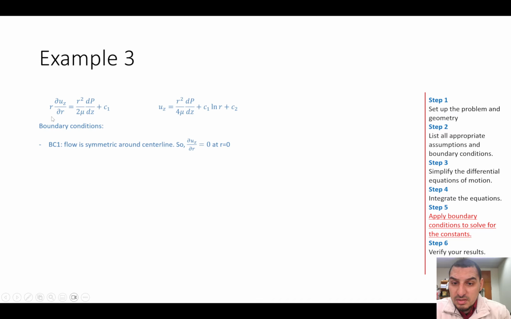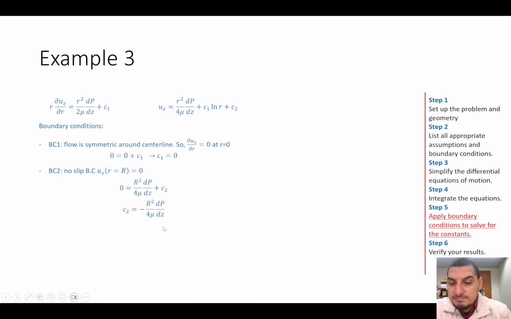If we apply here r equals 0 and du by dz is 0, this r equals 0, so c1 is 0. Okay, and now this term is cancelled. Now we can apply the second boundary condition that u equals 0 when r equals uppercase R. So this is 0 and this is 0 as well. So we have here uppercase R squared over 4 mu dp by dz plus c2. So c2 is negative this term.